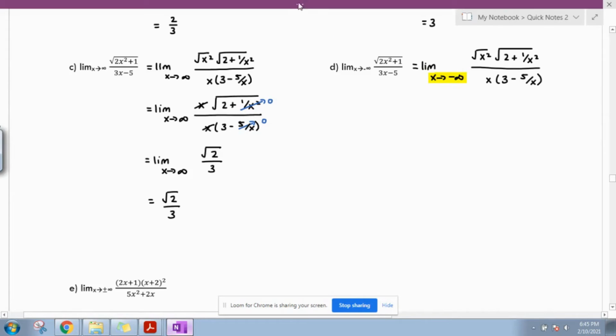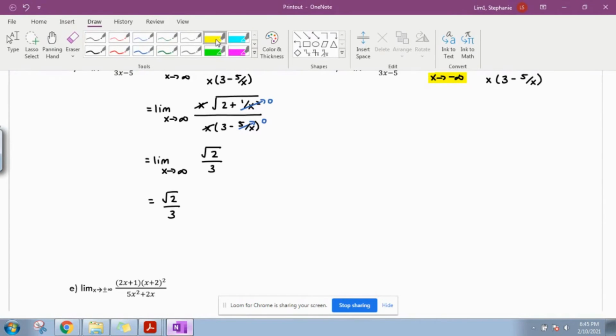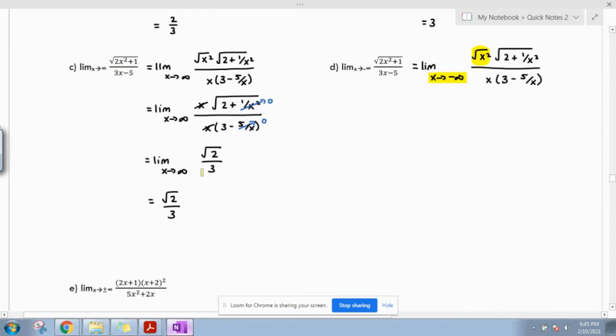So in this particular case, this is where we have to be more observant now about the square root of x squared. In examples A, B, and C, we always just said that the square root of x squared was x, but that's because it was going to positive infinity. If you were to graph the square root of x squared, it actually looks like the absolute value function, which is what I'm going to draw for you here. It looks like the absolute value function.